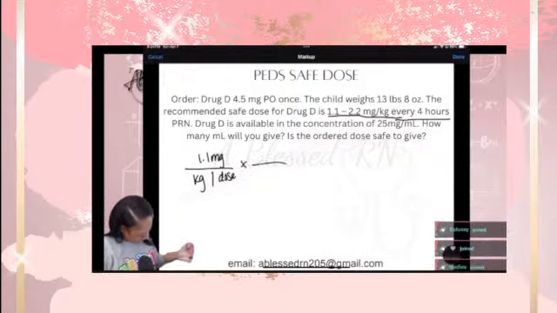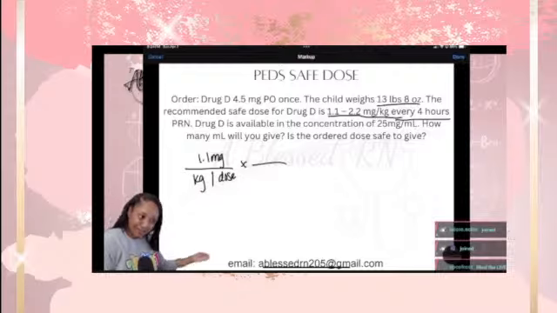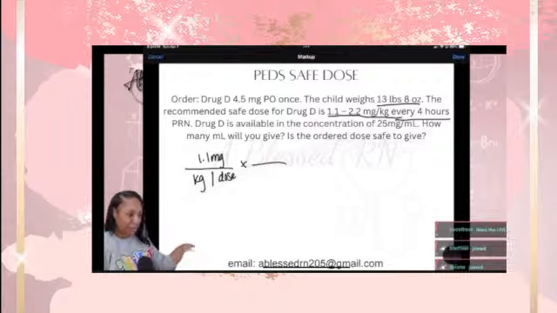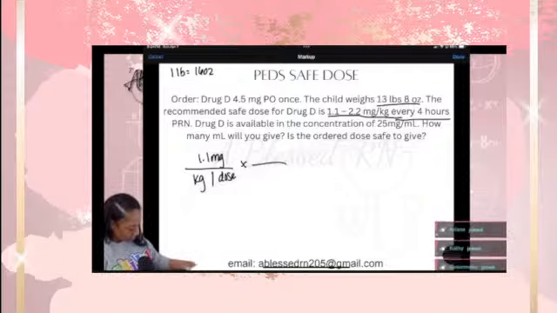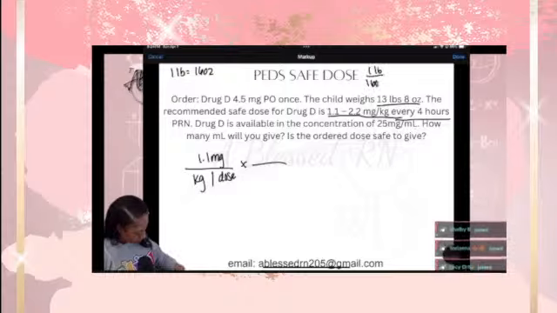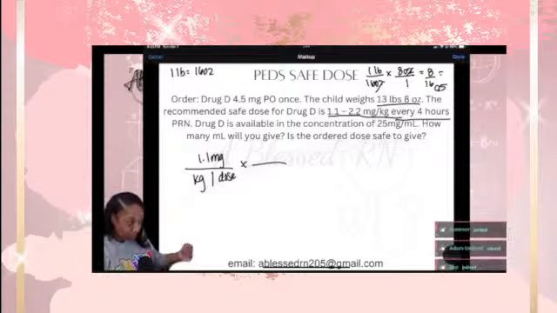So then we have our patient's weight, and it is 13 pounds and 8 ounces. This cannot be directly converted where we have our 1 kilogram over 2.2 because we have ounces in there. The ounces need to be converted to pounds. So we know that there are 16 ounces in the pound. So if we're trying to convert 8 ounces to pounds, we'll do 1 pound over 16 ounces times 8 ounces over 1. Your ounces cross out. 8 divided by 16 is going to be 0.5. So then we'll add that to our 13. So our new weight is going to be 13.5.